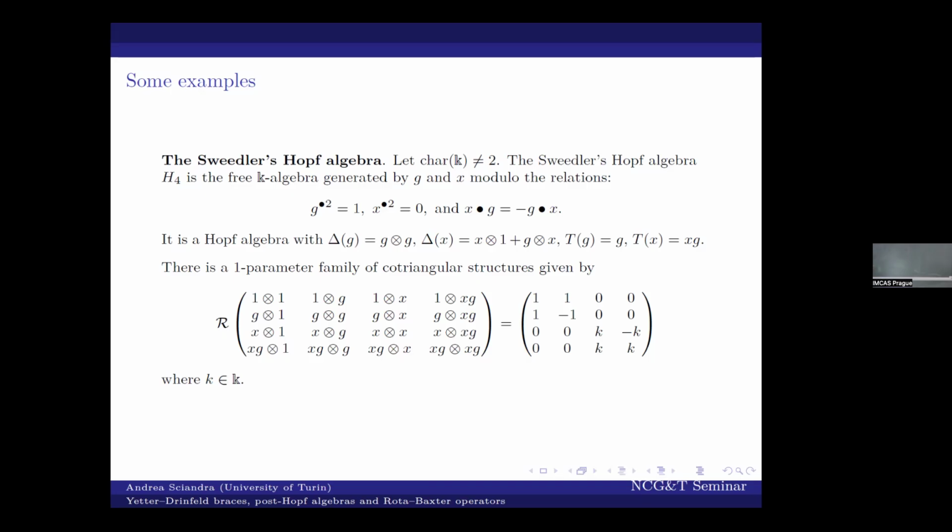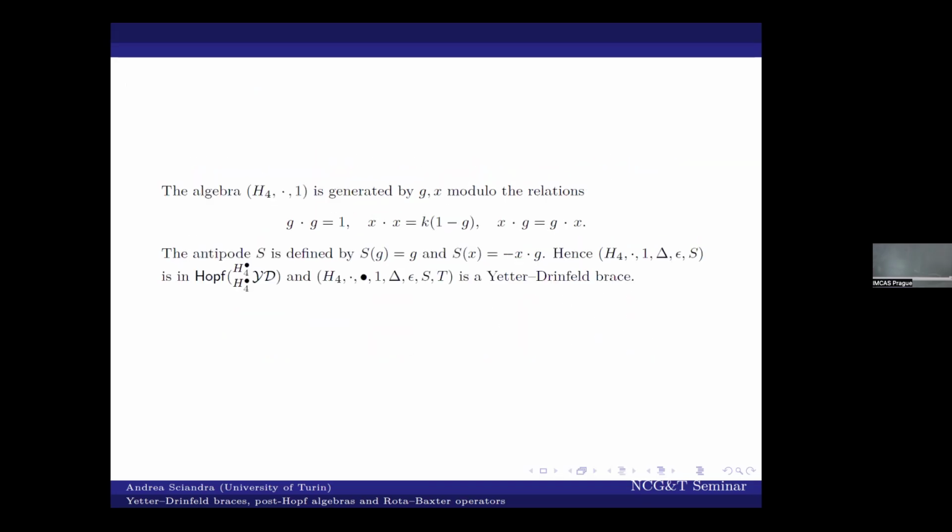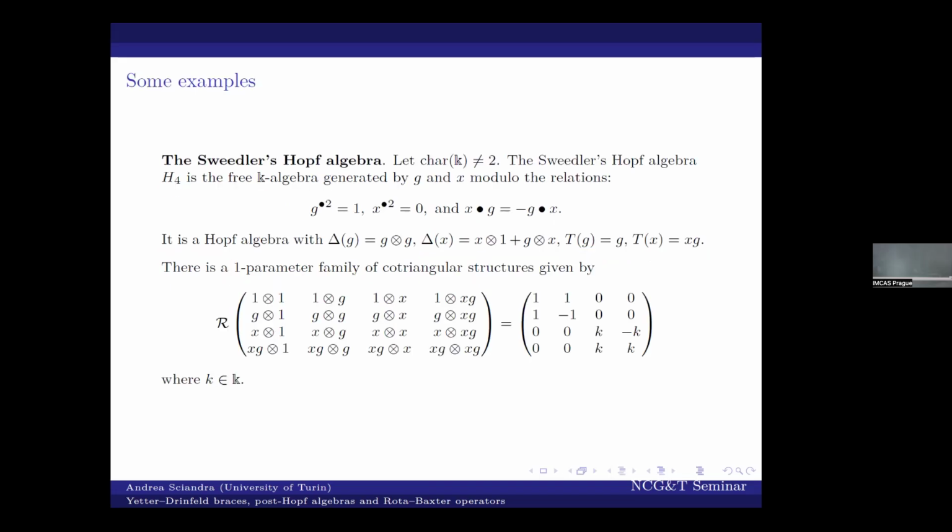It is known that there is an exhaustive one-parameter family of quasi-triangular structures, which in this case are all co-triangular, given by this. So the quasi-triangular structures on the Sweedler algebra are classified, and are all of this form here for a scalar parameter K. And so we are able to use our previous theorem to obtain a Yetter-Drinfeld brace structure and a Yetter-Drinfeld post-Hopf structure. So first, we define a new algebra structure. Precisely, it is generated by G and X modulo this new relation: G square is 1, while X square is no more 0, but it is 1 minus G with scalar parameter K, which is exactly this K here.